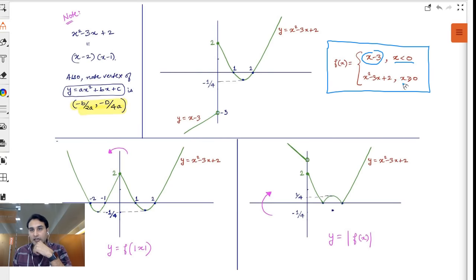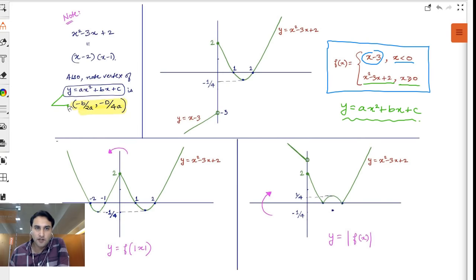When x is greater than 0, then what is the graph? This quadratic graph. All of you know how to plot the quadratic graph, right? Y is equal to ax square plus bx plus c. All of you know. Multiple ways to plot it. One way is find its vertex. All of you remember the vertex of a quadratic graph. Simple thing which you learned in quadratic equations.